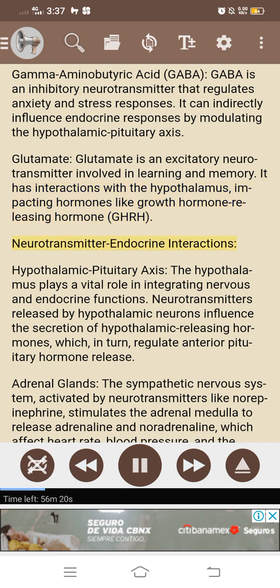Neurotransmitter-endocrine interactions. Hypothalamic-pituitary axis. The hypothalamus plays a vital role in integrating nervous and endocrine functions. Neurotransmitters released by hypothalamic neurons influence the secretion of hypothalamic-releasing hormones, which, in turn, regulate anterior pituitary hormone release.